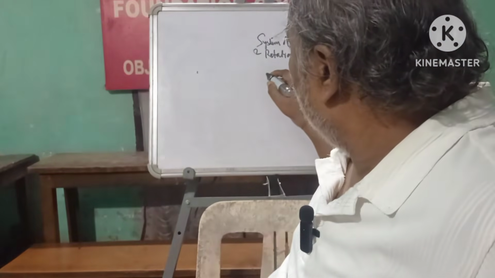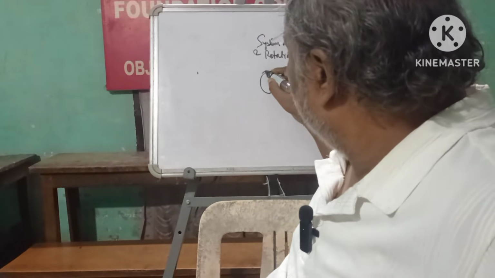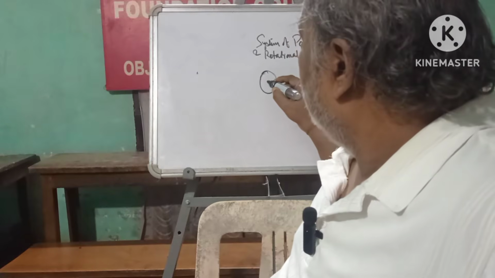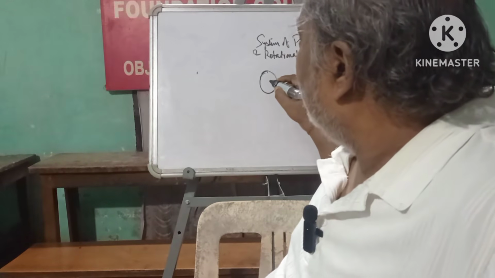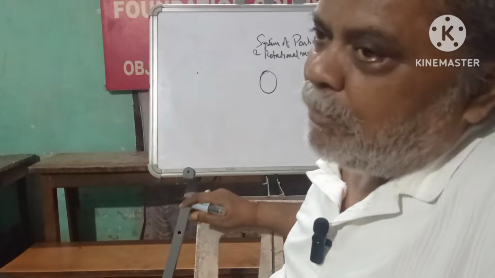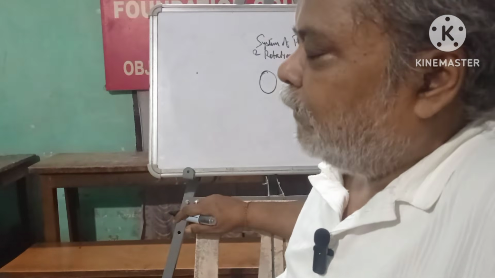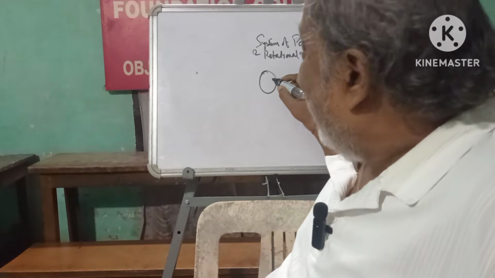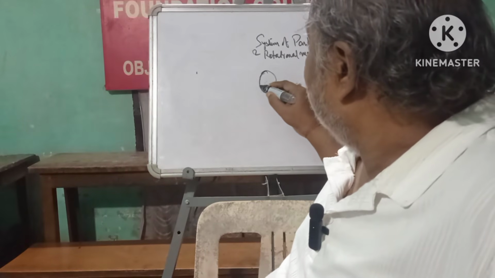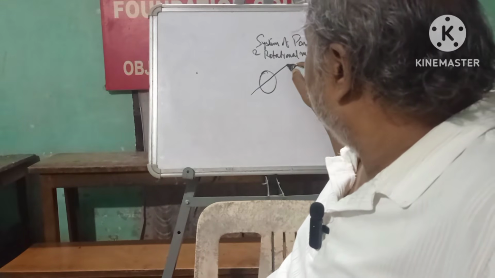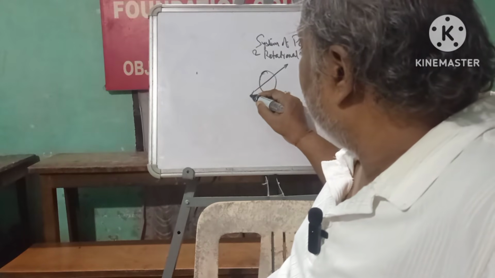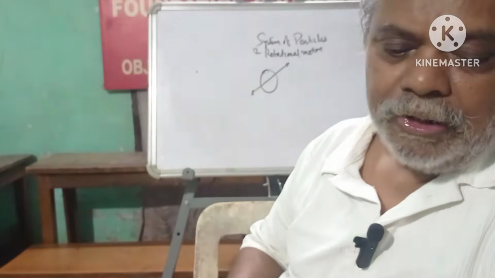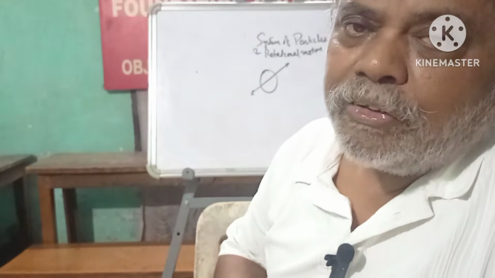That means for a rotating body, your angular velocity vector is along the axis of rotation. It is along the axis of the rotation. This is a very important thing.